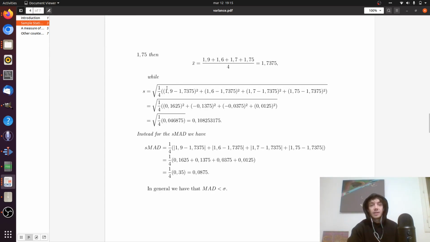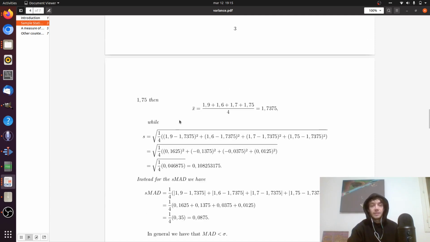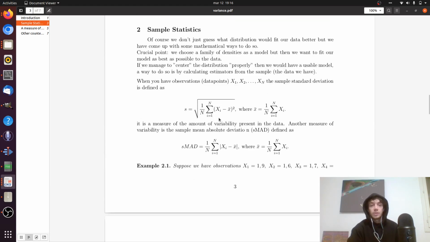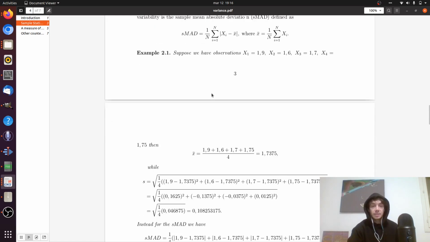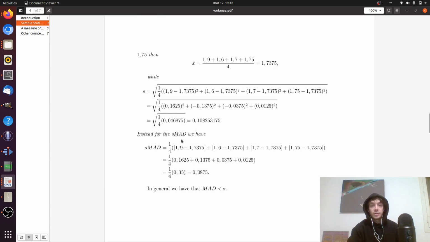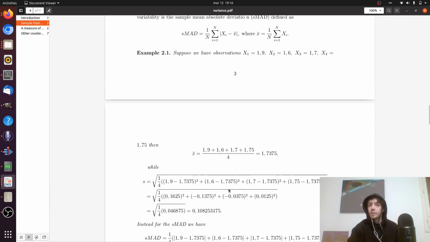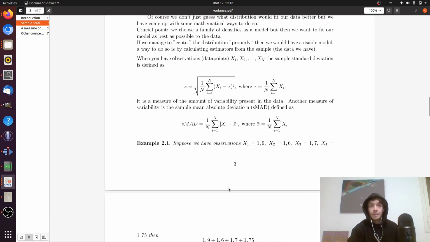And then when we calculate the sample standard deviation, we again have a sum of 4 quantities. This time these quantities are squared. Then we are dividing by 4. So this is the way this formula pans out in practice. And we can do the same thing for the sample mean absolute deviation. In general, we know that the mean absolute deviation is always going to be less than the standard deviation. This is a theorem or a mathematical lemma, if you want.